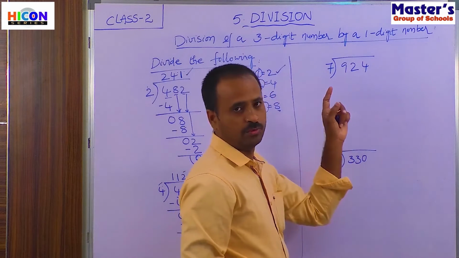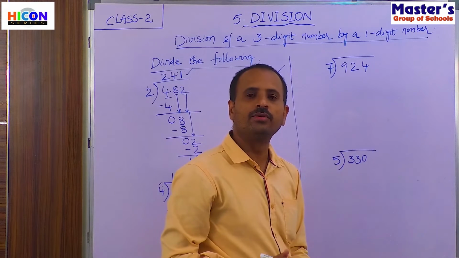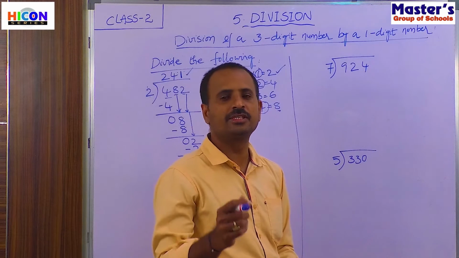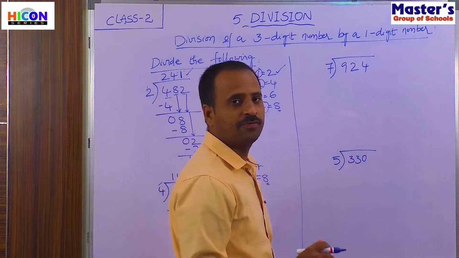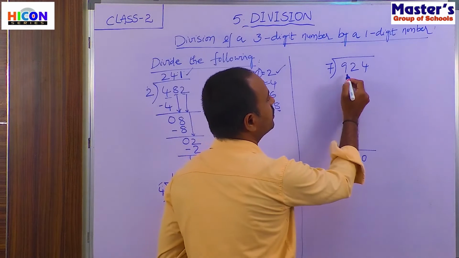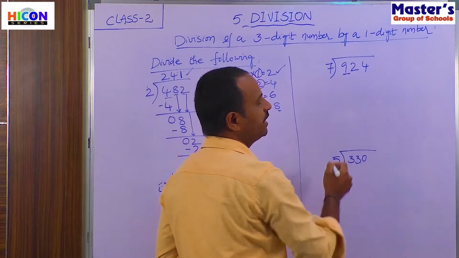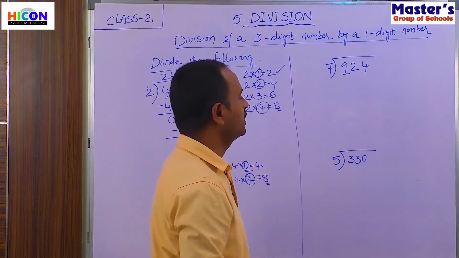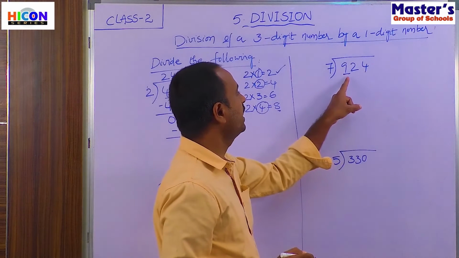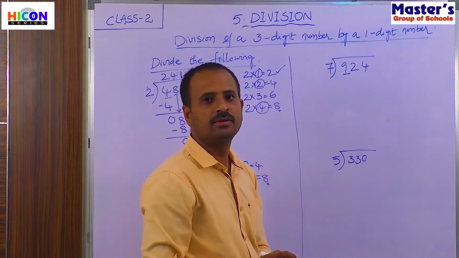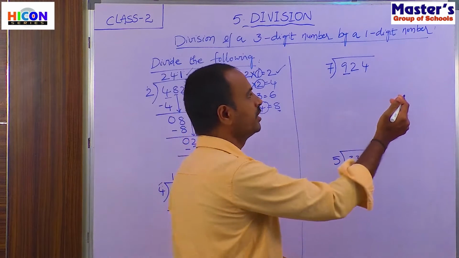If there are more than 2 digits, we have to do the division by taking each digit separately. So let us take the first digit in the dividend. What is the first digit in the dividend? 9 is the first digit. Let us find where the number 9 comes in the 7th table. So let us recall the 7th table once.